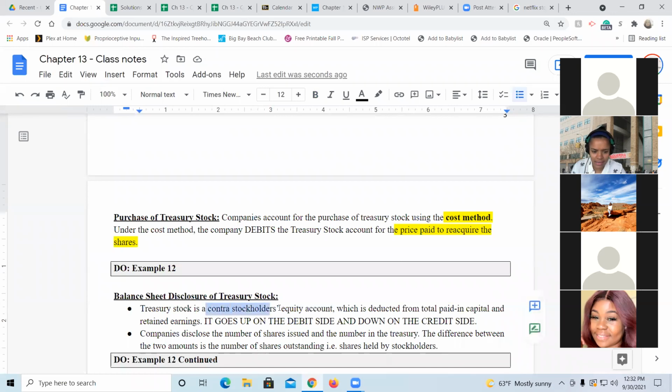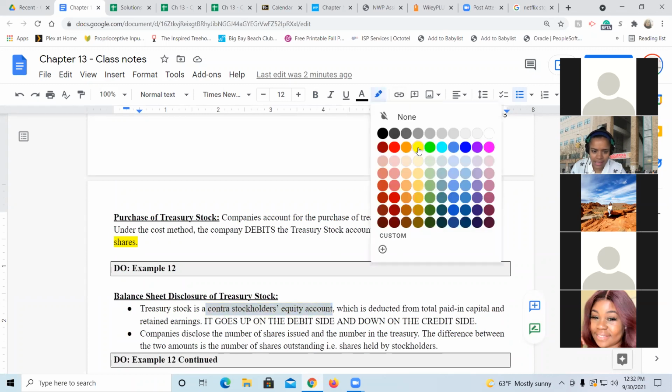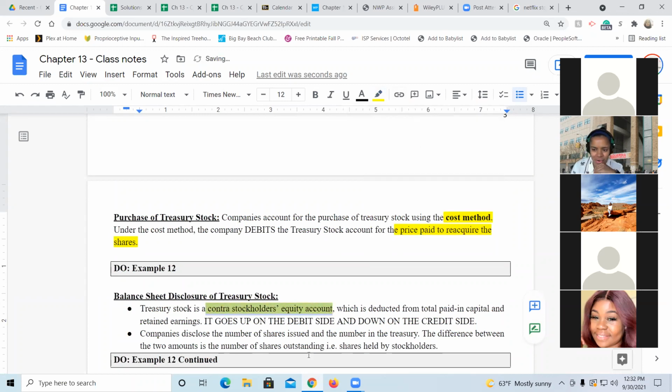Treasury stock is, here's a nice little tidbit for us, a contra stockholders' equity account. We spoke about this when we covered allowance for doubtful accounts in chapter 12: we had a contra asset, an asset that goes up on the credit side. The same goes for accumulated depreciation, which is also a contra asset. This is the first time together that we are hitting a contra equity or capital account.